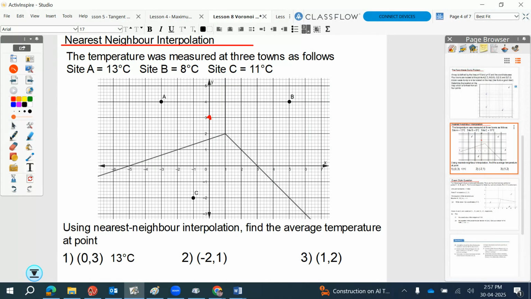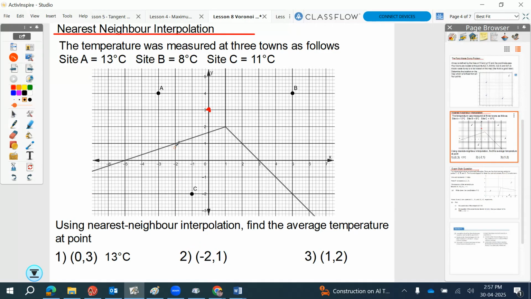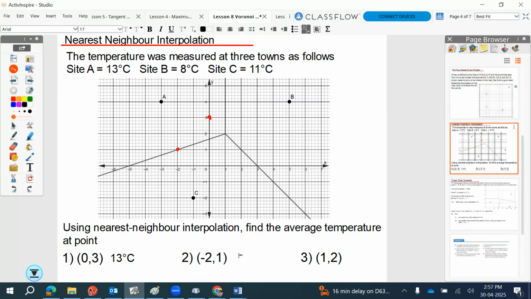Okay, next up, -2,1 is here. It lies on the edge of sites A and C. We can see that this is the edge for these two sites. If we draw the line between them, we can see it's the perpendicular bisector. So if it's at this particular location, it's going to have the average of A and C, and the average of A and C is going to be 12 degrees centigrade. So here we have the answer, 12 degrees centigrade.